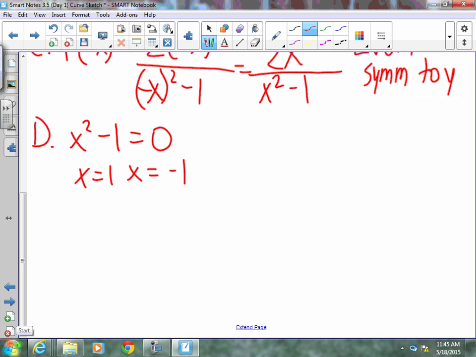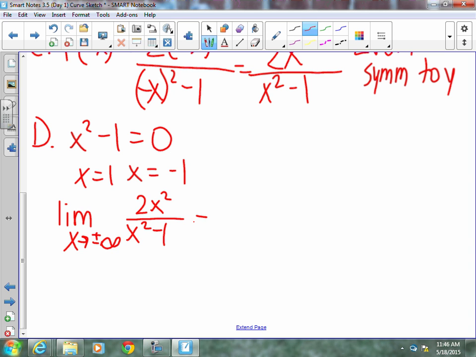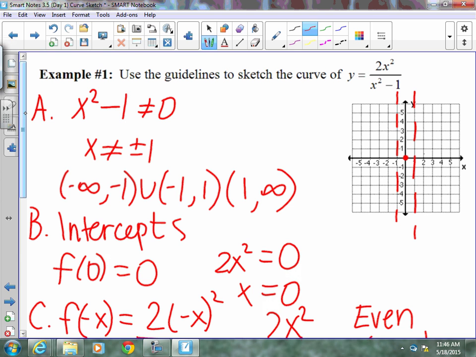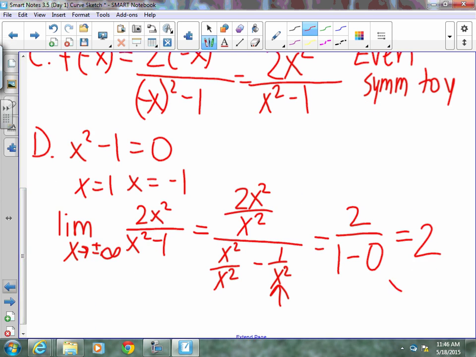Horizontal asymptotes are the limit as x approaches positive and negative infinity. And to do that best, we should divide everything by the highest power of x from the denominator. So we get 2 over 1 minus 1 over x squared, and whether we plug in positive or negative infinity for x, we get 0. So our horizontal asymptote is 2. y equals 2 for the equation.